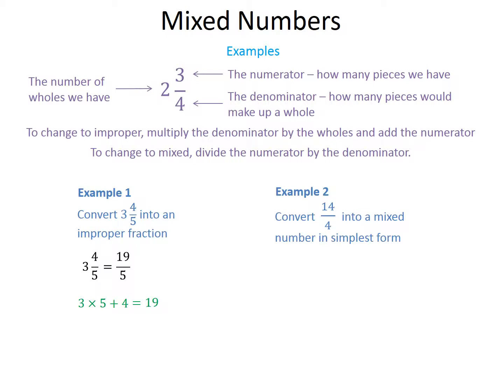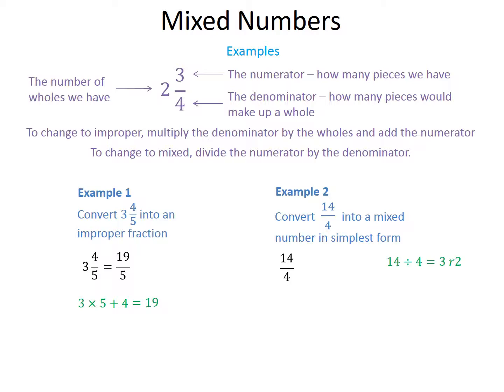And the next one, we're going to convert 14 over 4 into a mixed number in simplest form. And so first of all, let's forget the simplest form stuff to start with. Just focus on converting it to a mixed number. And so 14 over 4. How many times does 4 go into 14? And that is 3 times. And there will be 2 left over.